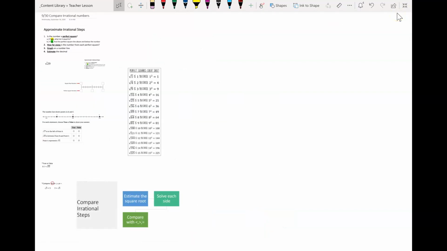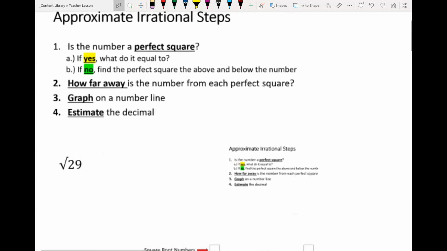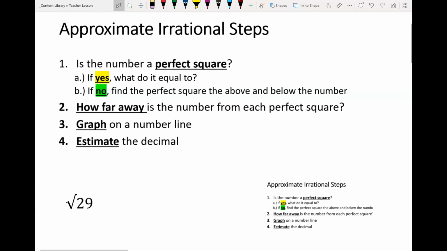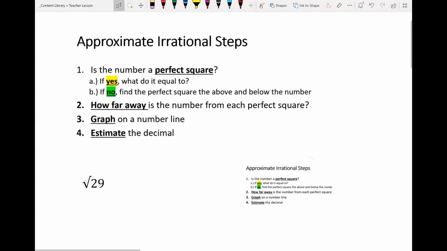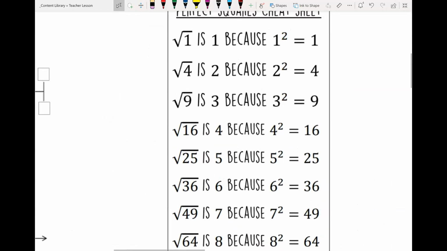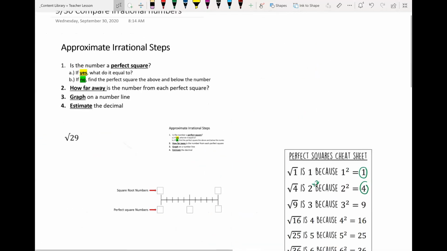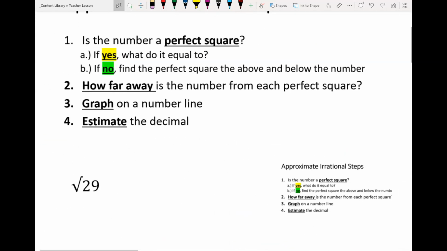Today we are going to do more approximating irrational numbers. Before I get started, you should have already written down your steps for approximating irrational numbers. First, you want to ask yourself, is it a perfect square? To know that, look at your cheat sheet and ask, are my numbers perfect squares? For example, 1 is a perfect square, and 4 is a perfect square because 2 times 2 equals 4. Our second step is how far away the number is from each perfect square. Then we graph it on a number line and we estimate the decimal.